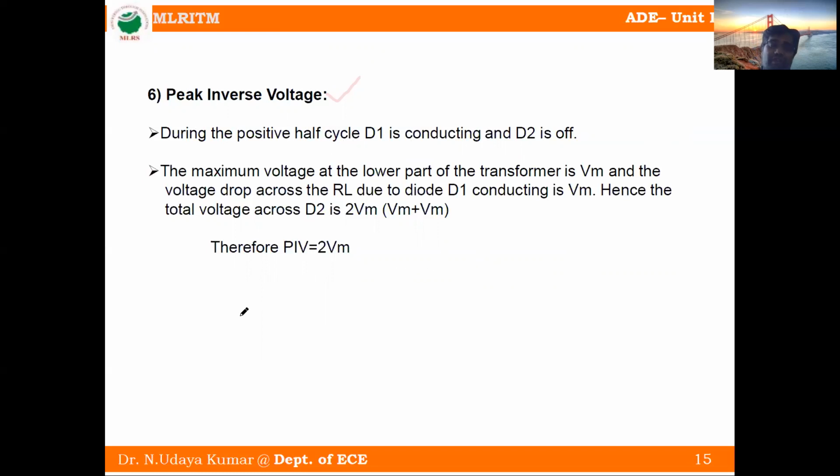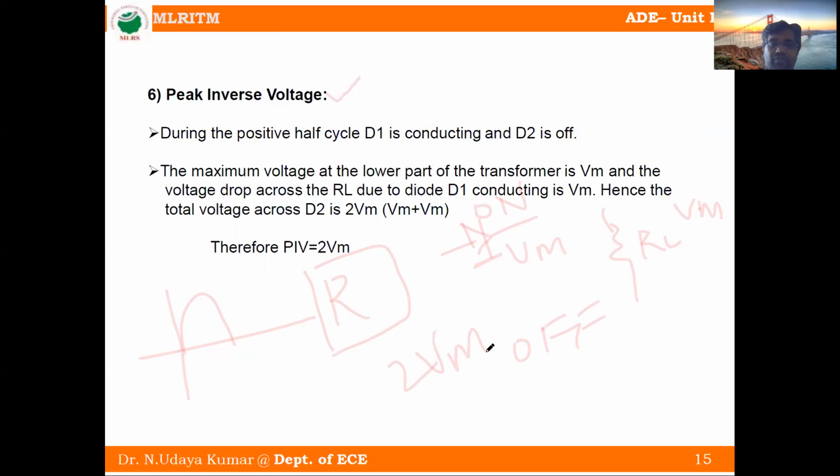That means whenever a positive half is given to a rectifier, only one diode, D1, is on, and the other diode is off. Here the voltage drop is Vm, and also there is one resistance, RL, where the voltage drop is Vm. So Vm plus Vm, we will get 2 Vm. So 2 Vm is the peak inverse voltage for the full wave rectifier.